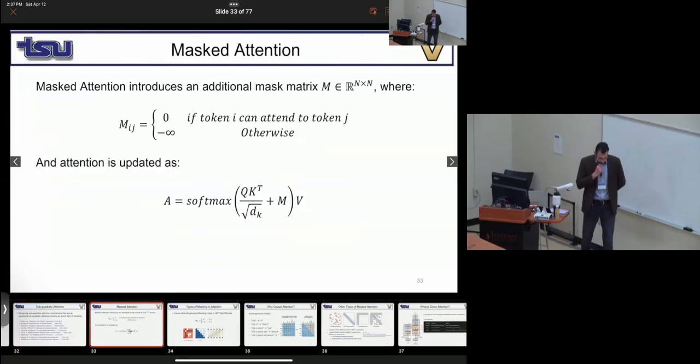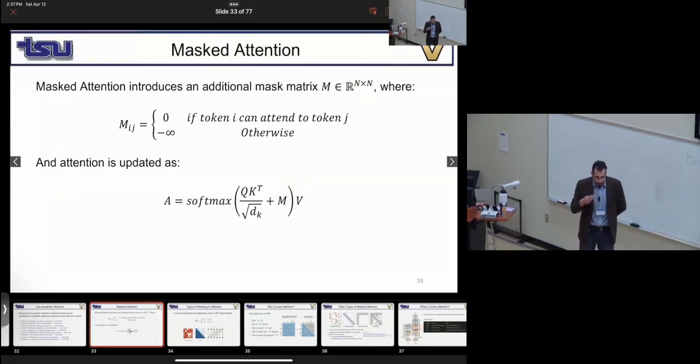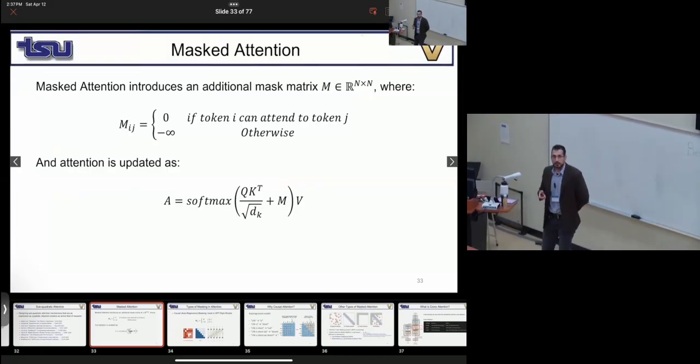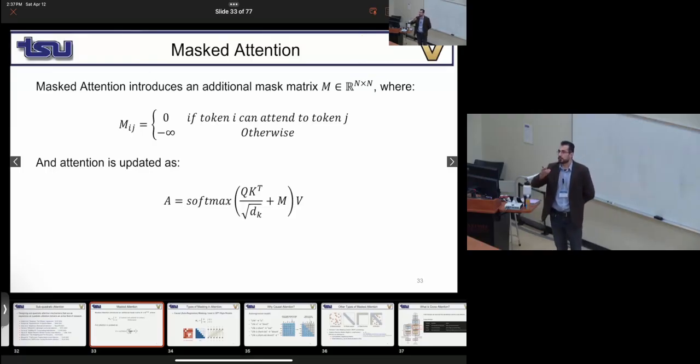So what is masked attention? Maybe there is some sort of a structure in our data that we don't want all the nodes to pay attention to each other. We would like some nodes to not pay attention to other nodes at all. I would like to enforce some sort of a silence between certain nodes. I don't want them to communicate with each other. How can I do that?